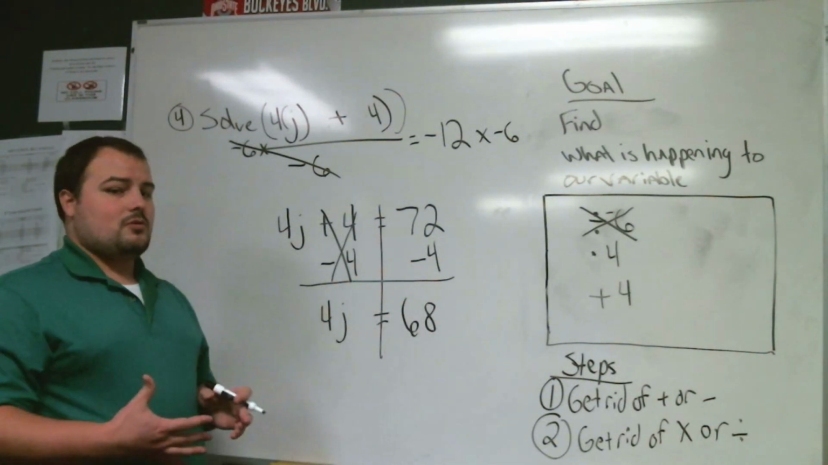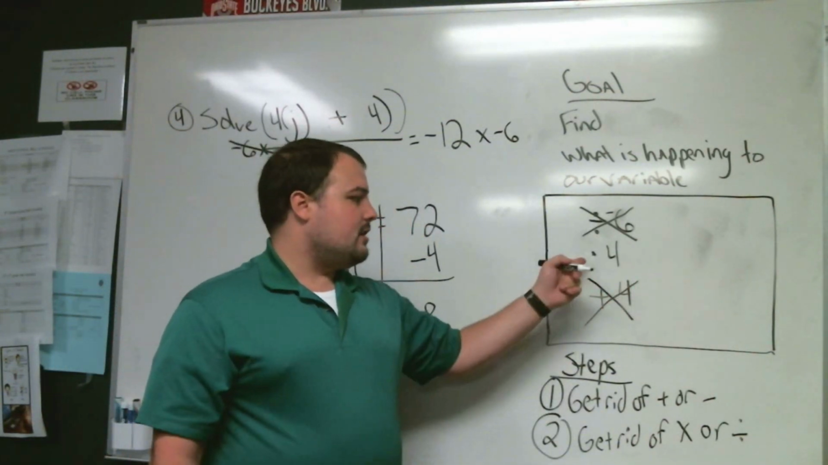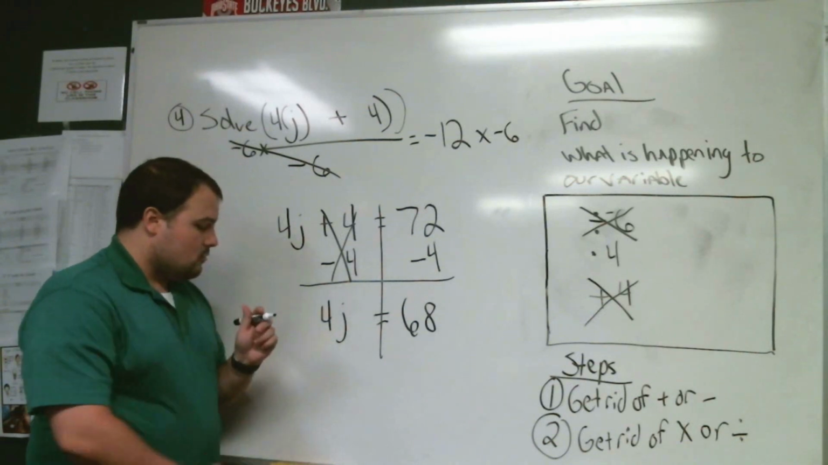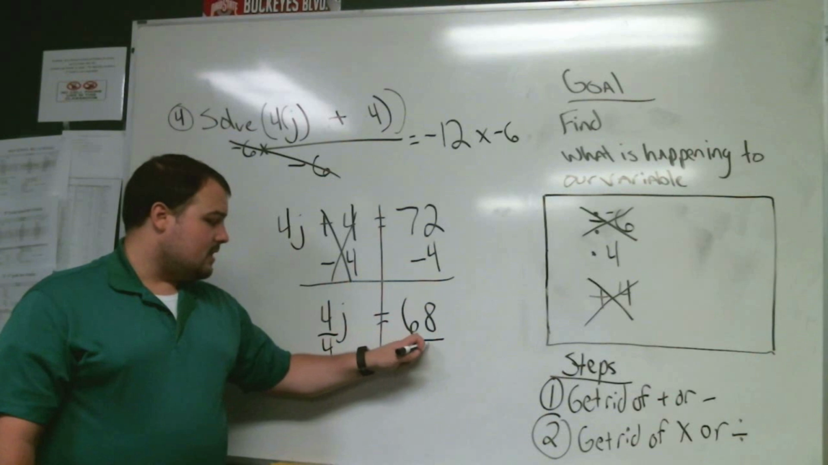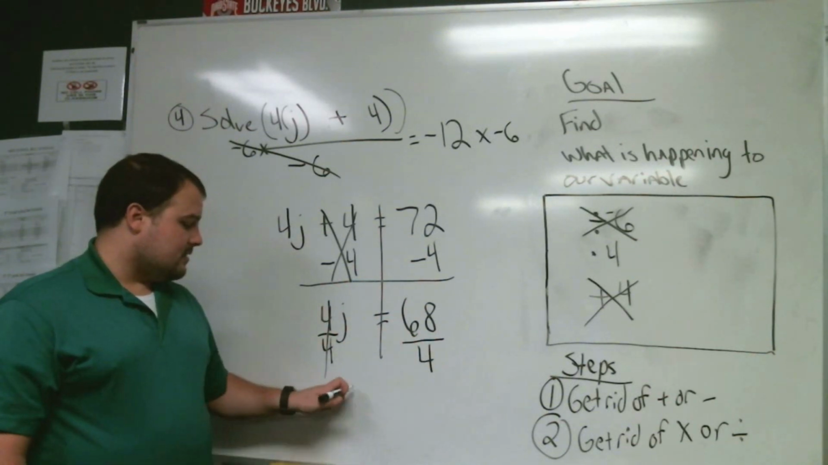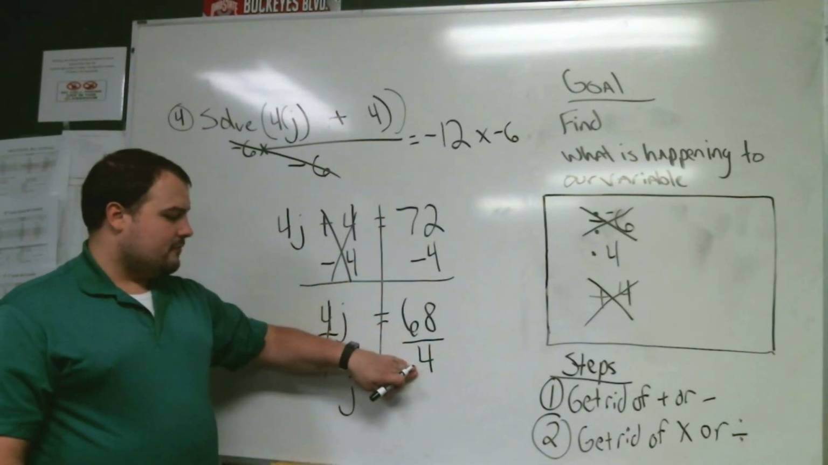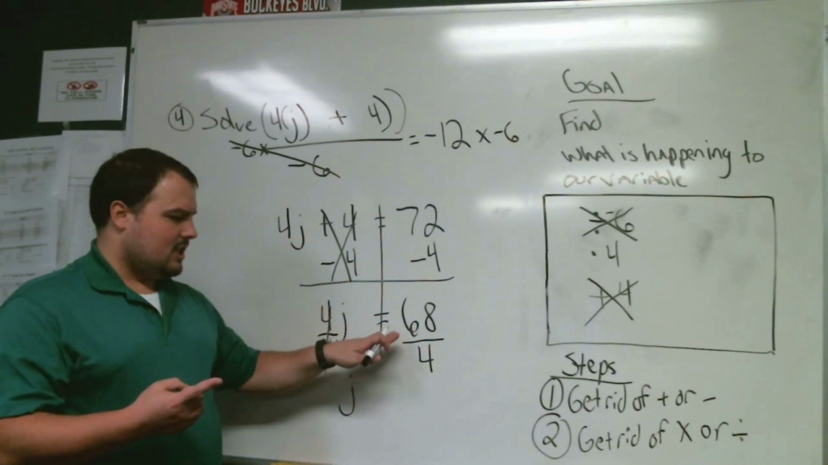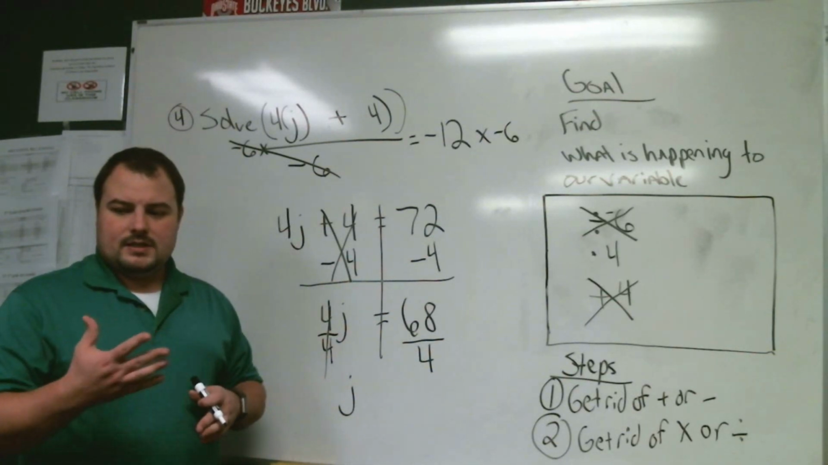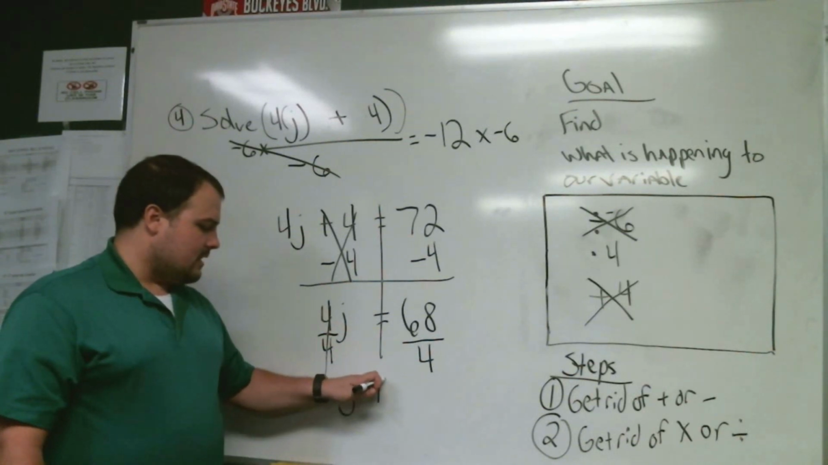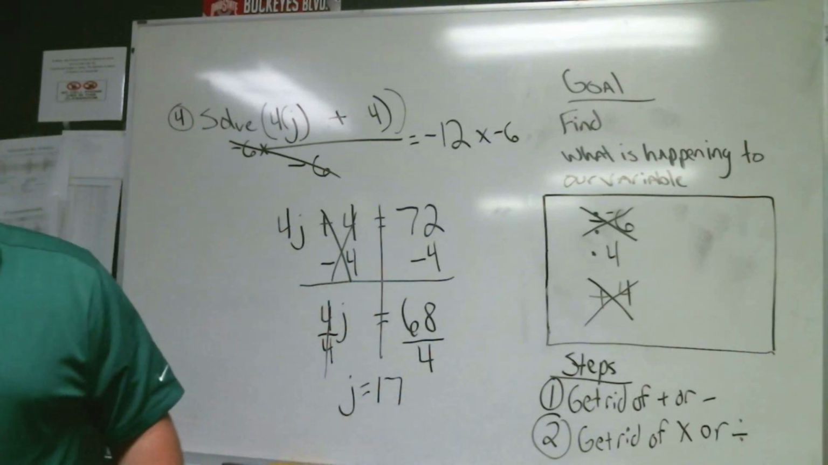So we have 4 times j equals 68. And again, the plus 4 is gone. So the only thing we have to get rid of is times 4. So to get rid of multiplying by 4, we're going to divide by 4. Do it to one side, do it to the other. This cancels out, and we get j equals, okay, well, I know 6 divided by 4, I can do that once, and then I have 28. And 28 divided by 4, that's 7. So this should be 17. j should equal 17. Let me double check that answer.